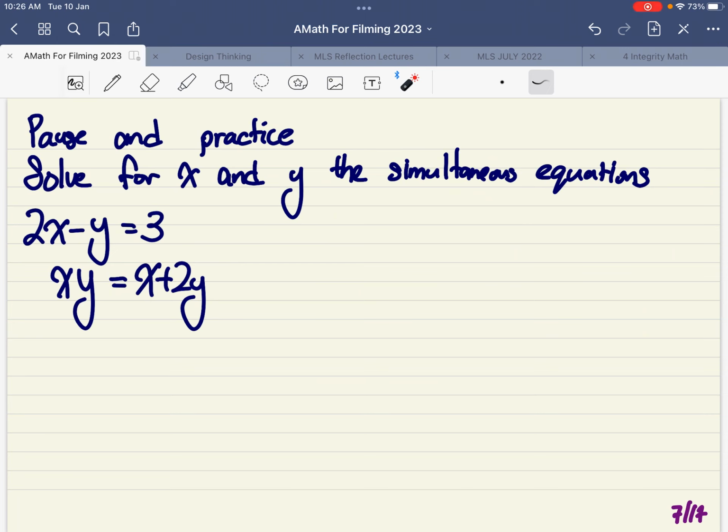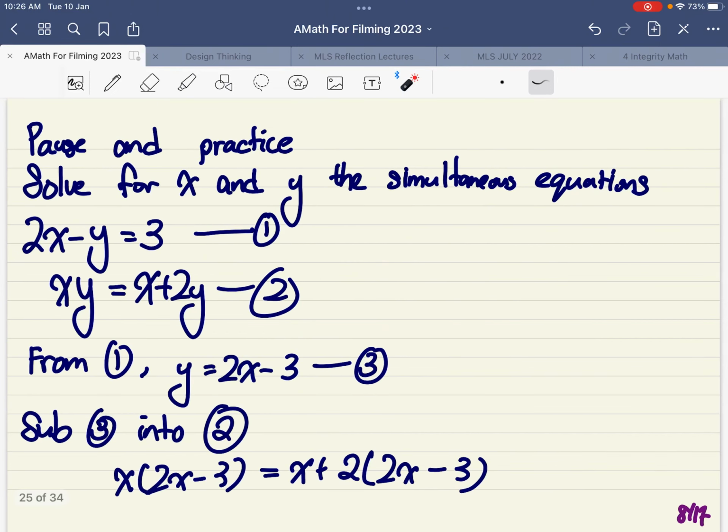Okay, now I invite you to pause and practice. Solve for x and y, the simultaneous equations. I will actually give you the answers in a short moment. So do pause and practice now. And this is the answer for the previous part. You can check your answers. You can pause the screen to check your answer.